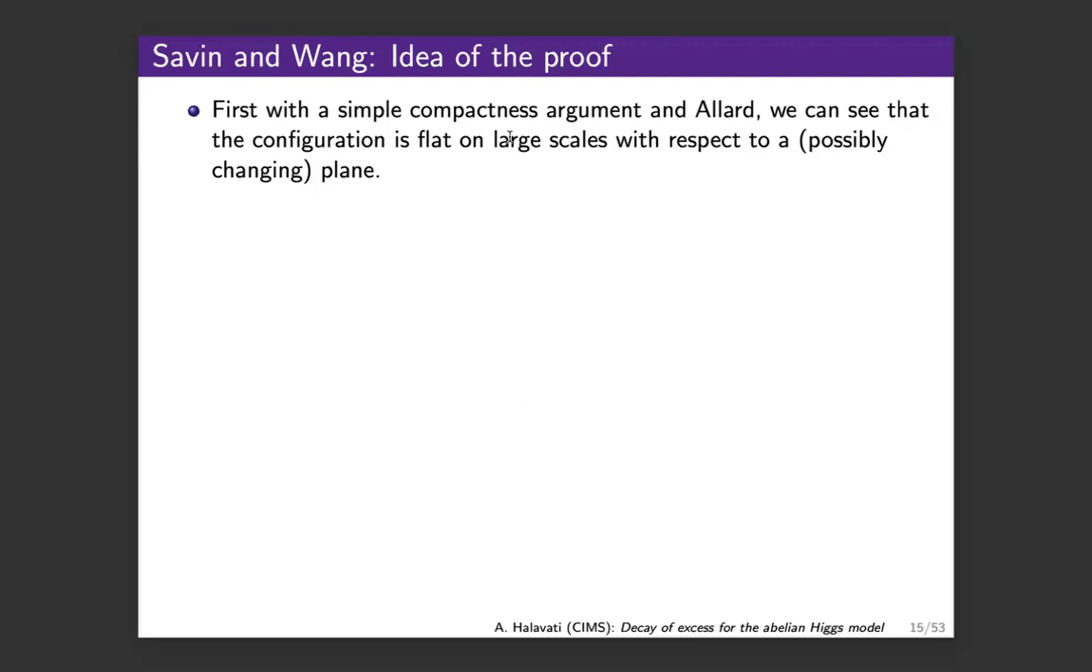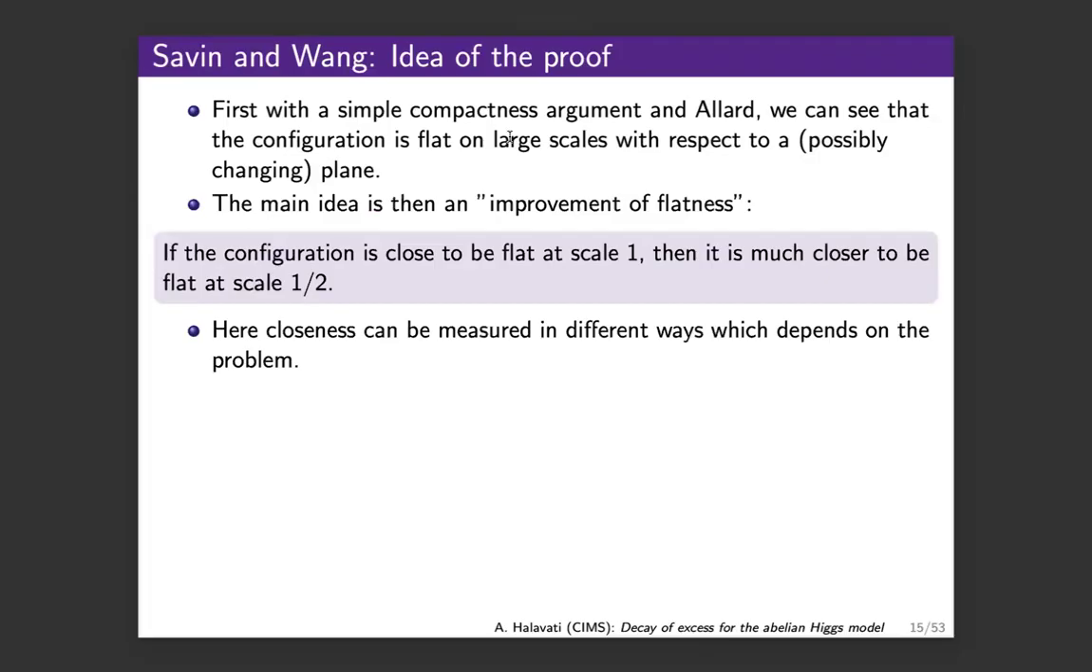The second step is to gain an improvement of flatness. Okay, so what does it mean to have an improvement of flatness? Very vaguely, it means that if the configuration is very close to flat at scale 1, then it is much closer to flat at scale half. Okay, and then you iterate this, and then you either get your classification results in the case of entire solutions, or you get your regularity results in the sense of Morrey-Campanato, the characterization of Hölder spaces, and you get regularity results, right? And also here, closeness is measured in different ways.